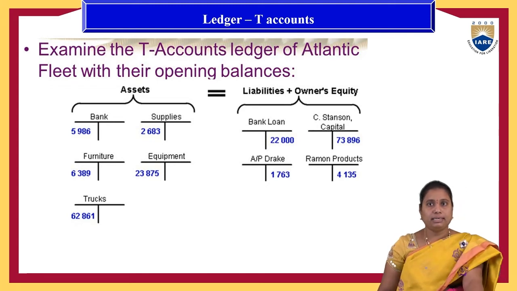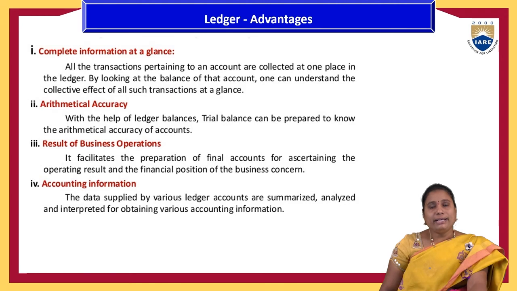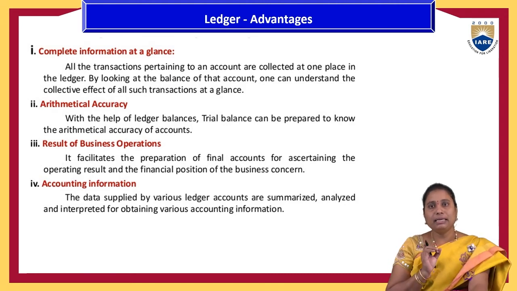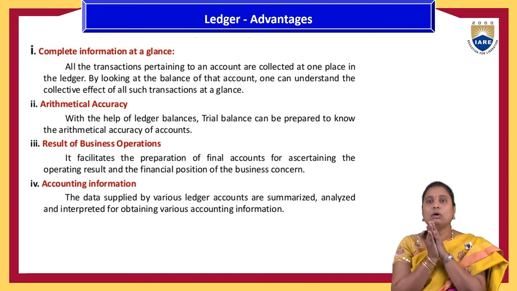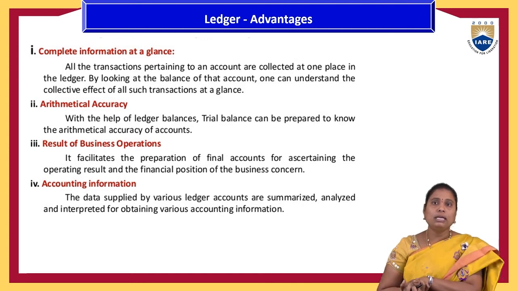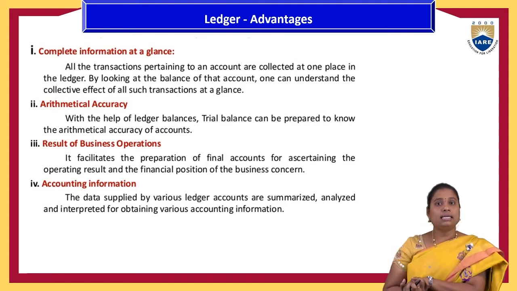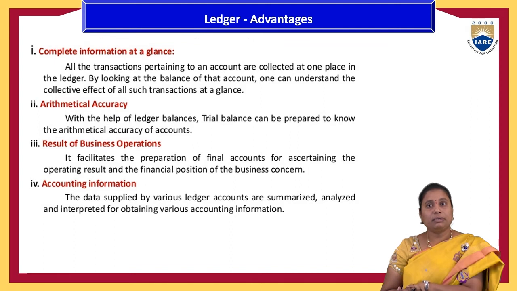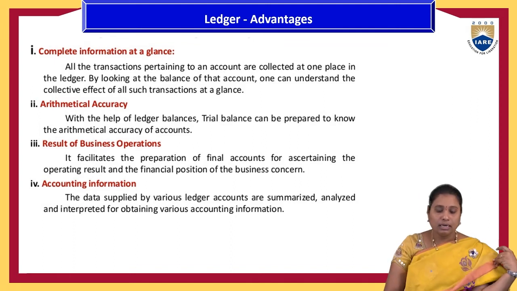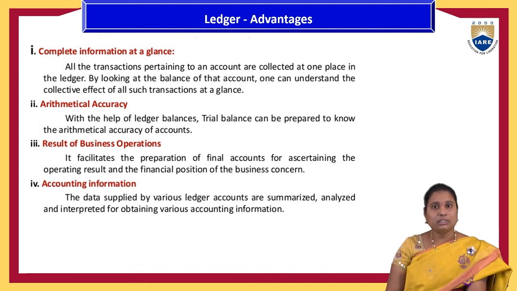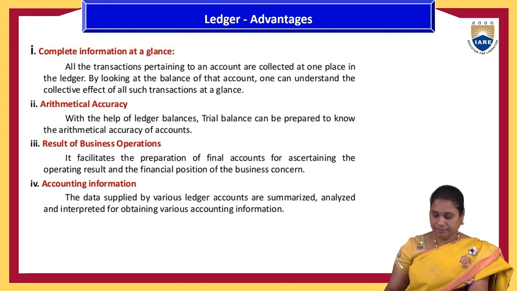That amount they're spending for the purchasing of the assets, that's why the balance on the assets side should be on the debit side. So the advantages of this ledger are that complete information for one account can be known at a glance, the arithmetical accuracy of each and every transaction can easily be identified, the results of the business operations can be known from this ledger account, and accounting information can easily be obtained from this ledger account. The limitations are also there.